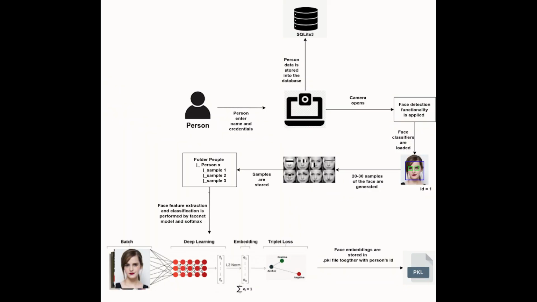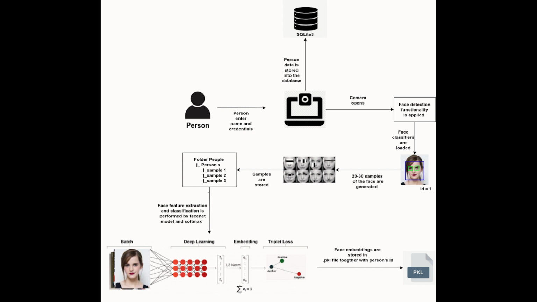The system architecture represents different stages of the system design. It consists of the architecture for generating and training face data, the recognition stage, and the tracking stage. The system architecture diagram represents how generating and training the dataset works. The steps are broken down into the following. Firstly, the name and credentials are entered by the user. The data is saved in the SQLite3 database.